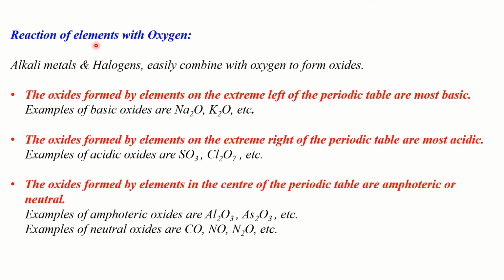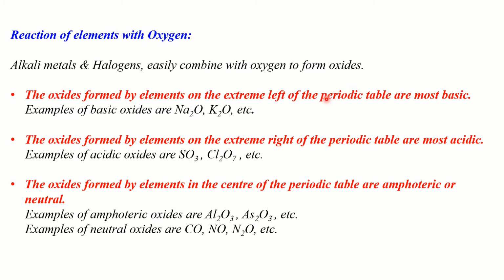In this chapter, let us consider the reaction of elements with oxygen alone. Note that elements on the two extremes of the periodic table, that is alkali metals and halogens, easily combine with oxygen to form oxides. The oxides formed by elements on the extreme left of the periodic table are most basic.